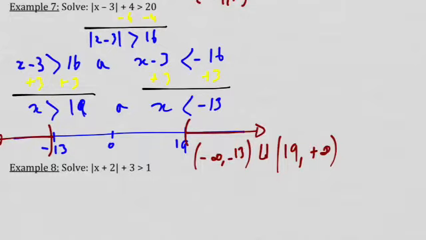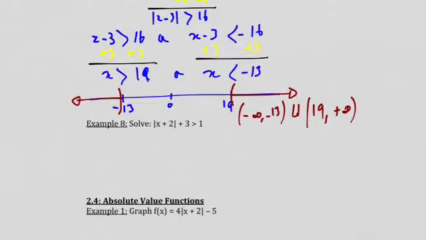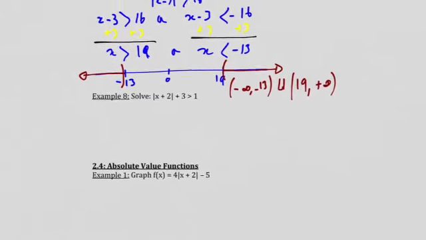I'll let you do example number 8, as well as example number 1, number 2, number 3, number 4, number 5, and number 6. Please don't forget to write the definition about the absolute value inequality in case number 1, case number 2, case number 3, and case number 4.